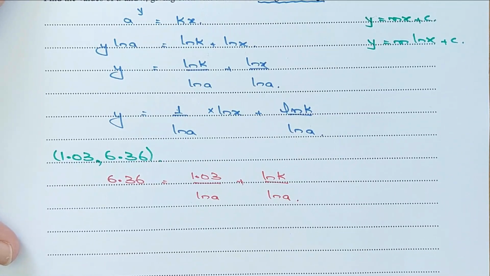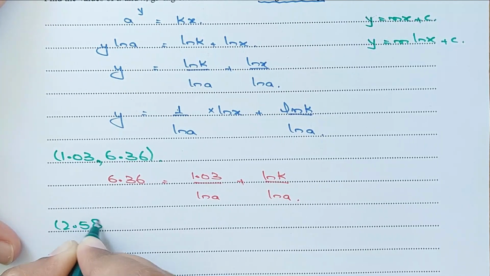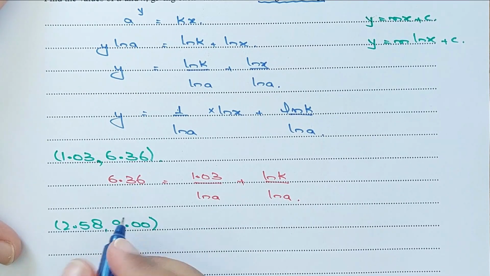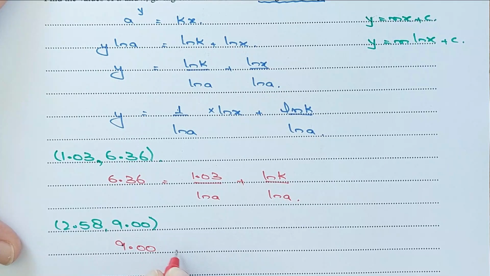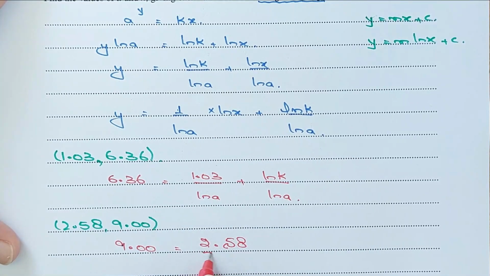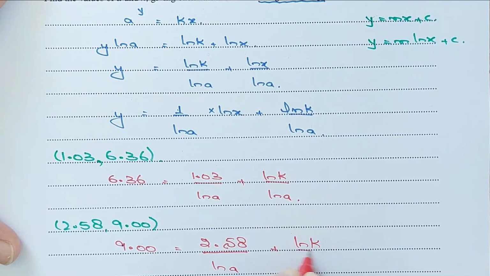Right, now for the second point we have given is 2.58 and 9.00. So 9.00 is the y value, and 2.58 is your ln x, right, over ln a plus ln k over ln a.